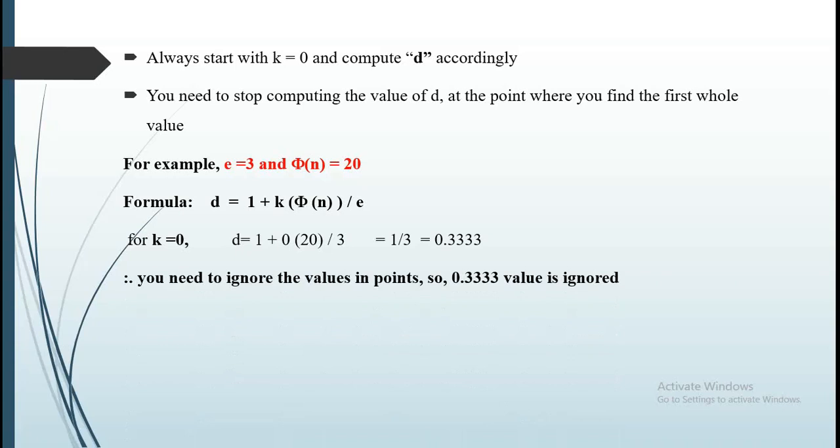It means that you have to take the whole value as your public key. At the first point where you find your first whole value, that will be your public key. Then we will shift to the next iteration, for k equal to 1. Now in the formula we have put k equal to 1 and computed the value of D, which is equal to 7. Now 7 is the whole value.